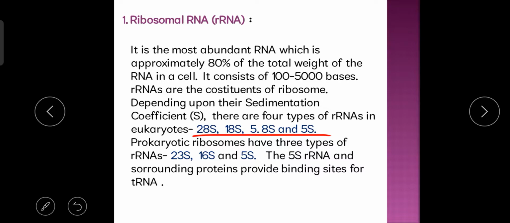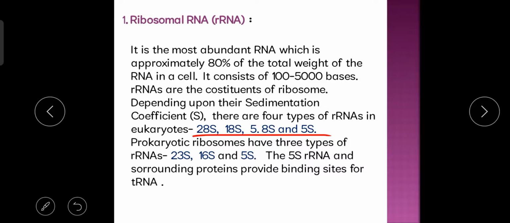So what is the structure of the ribosome? One ribosome has 2 subunits. One is the larger unit, one is the smaller unit. I will show you the diagram later. In the larger subunit, the 28S, 5.8S and 5S ribosomal RNAs are found, whereas in the small subunit of the ribosome, the 18S ribosomal RNA is found.